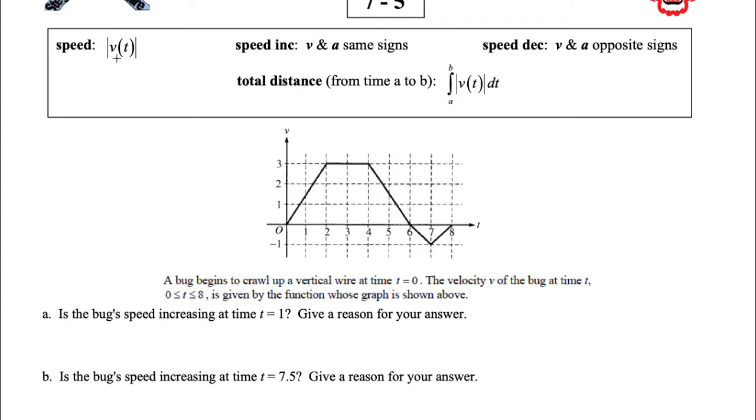Know that the speed is the absolute value of velocity. Increasing means they have the same signs. Decreasing means they have the opposite signs. And total distance is the absolute value, versus the change in distance, which is non-absolute value.